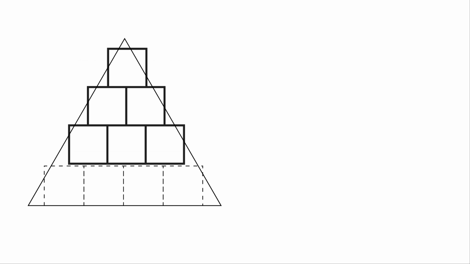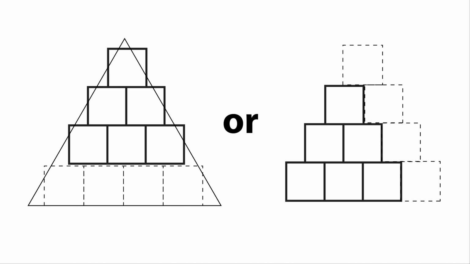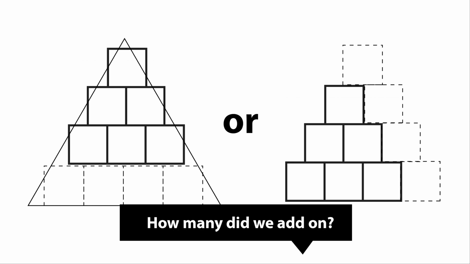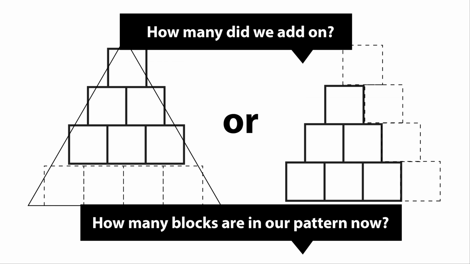Students might add on a row underneath or along the ridge on one side or the other. Be sure to ask students whether they have other ways to grow the pattern, and discuss how they know that it still has the same shape. Ask students, how many did we add on? How many blocks are in our pattern now?